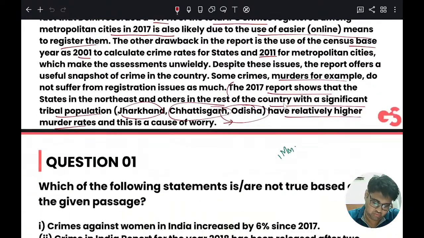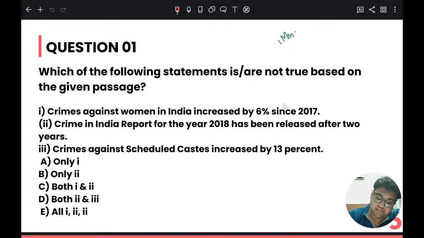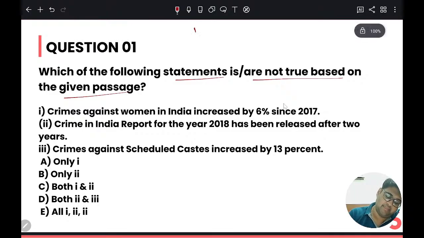Okay, let's see what this question is. Let's go to the first question: which of the following statements is or are not true based on the given passage? Before this, I'll take a second to explain the types of questions. It's last minute, still I wanted to do it.